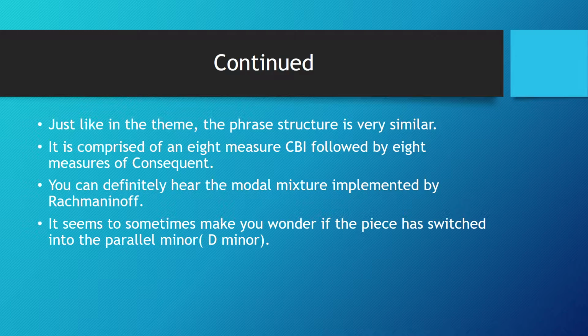And just like in the theme, the phrase structure is very similar in this variation. It's comprised of that eight measure CBI, with the basic idea and contrasting idea, followed by eight measures of the consequent. So that's exactly the same. And here you can start hearing a lot of modal mixture being implemented by Rachmaninoff. Sometimes it makes you wonder if the piece switched to the parallel minor, which is D minor, but no, you're still in D major. It just sounds like there's a lot of different stuff going on tonality-wise.